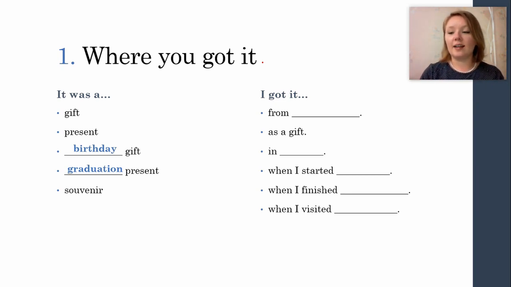So let's go ahead and fill in these blanks with some example sentences. I could say I got it from my dad. So here I can talk about the person if someone gave it to me. I got it from my dad. I got it from my sister. I got it from my friend. I got it as a gift. So we can say it was a gift or I got it as a gift. We can also talk about the city that we got it from, or the country, or the store, right?